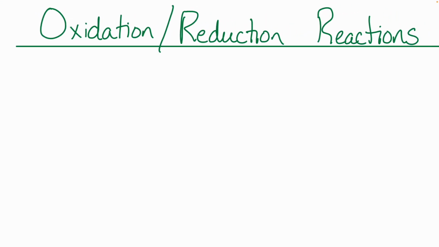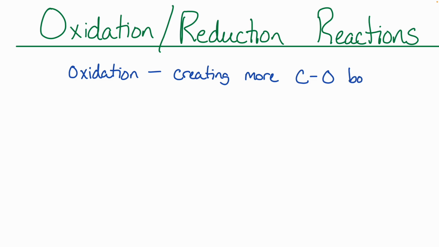When we say oxidation in organic chemistry, we mean something very simple, which is that we are creating more carbon-oxygen bonds. So again, we're going to simplify things relative to what we learned in general chemistry. By oxidation, we mean creating more carbon-oxygen bonds. And by reduction, we mean creating more carbon-hydrogen bonds.